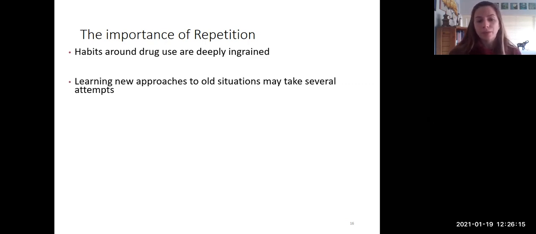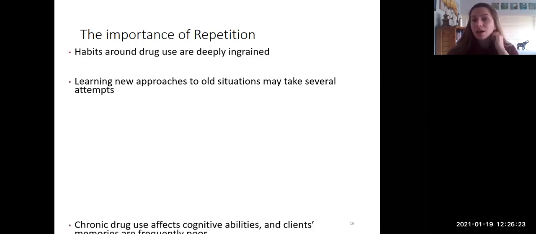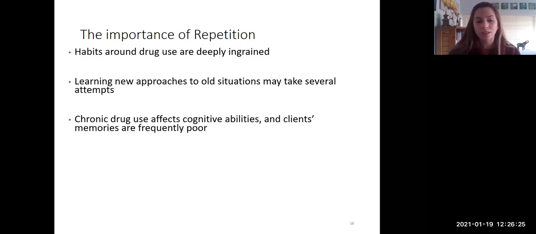It's okay to also say, you know, learning takes time, and to replace the old with the new. And so they might need several attempts to take over that one skill or that one practice assignment. The other thing to keep in mind is that individuals with substance use disorders oftentimes have had their cognitive abilities and memories affected by the chronic use of those drugs. And so repetition is even more important for this population. Then we add in things like trauma and TBI, and we have an even more complicated cognitive picture.